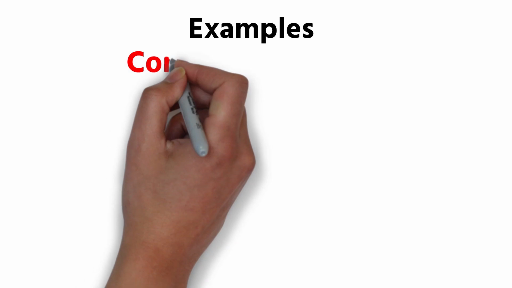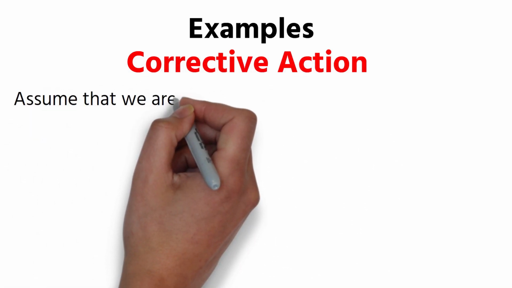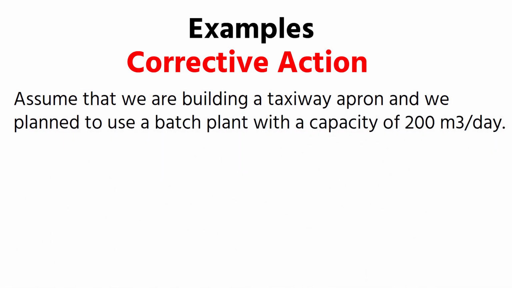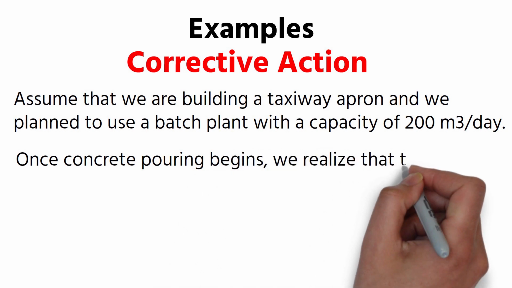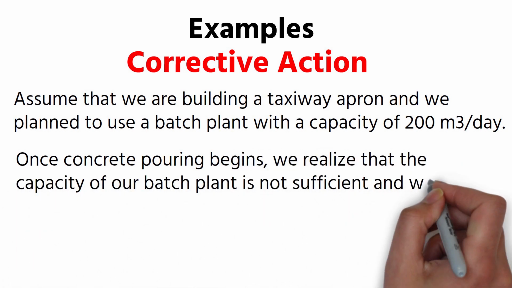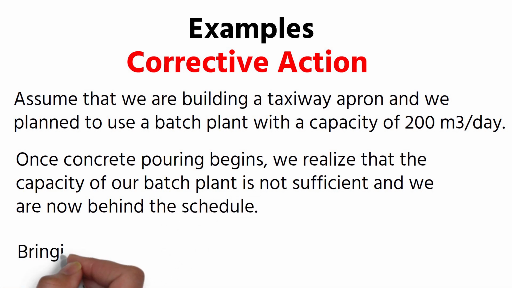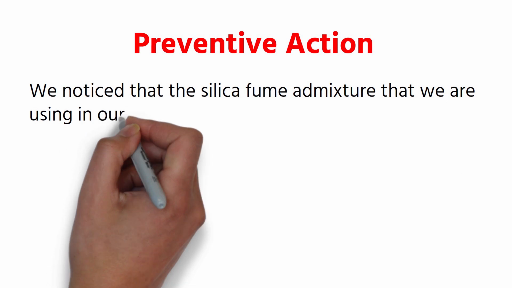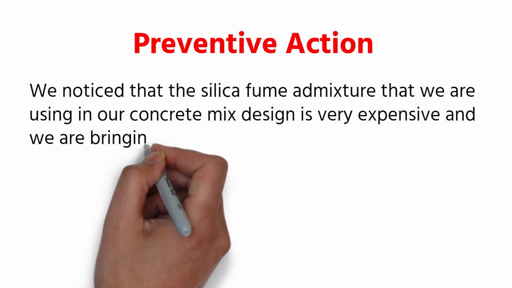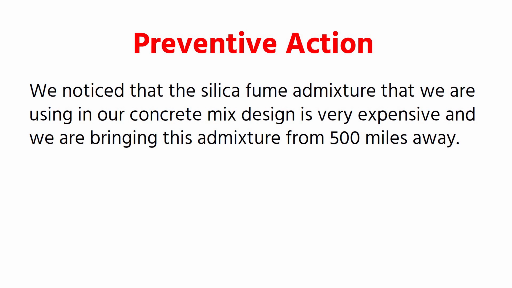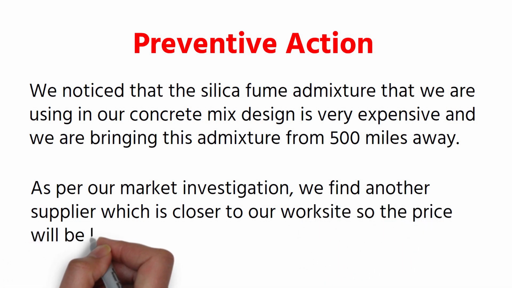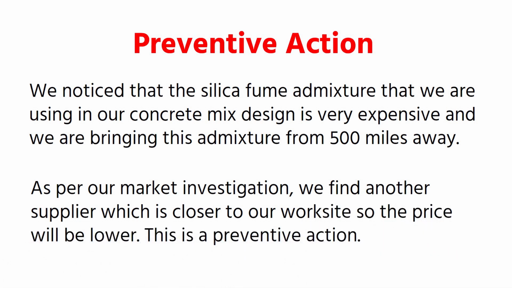Examples. Corrective action. Assume that we are building a taxiway apron and we plan to use a batch plant with a capacity of 200 cubic meters per day. Once concrete pouring begins, we realize that the capacity of our batch plant is not sufficient and we are now behind the schedule. Bringing a high-capacity batch plant is a corrective action. Preventive action. We notice that the silica fume admixture that we are using in our concrete mix design is very expensive and we are bringing this admixture from 500 miles away. As per our market investigation, we find another supplier which is closer to our worksite, so the price will be lower. This is a preventive action.